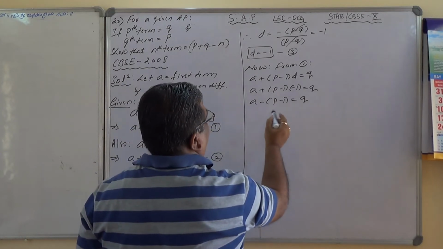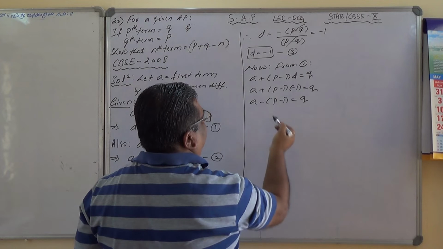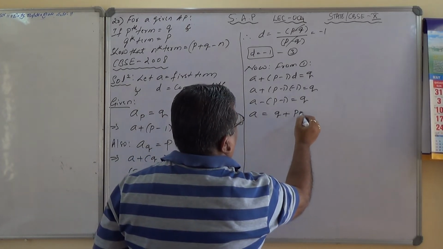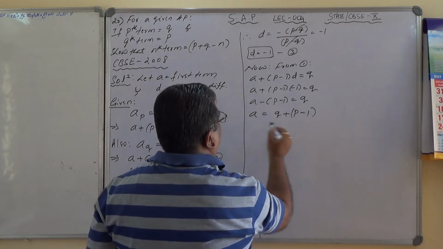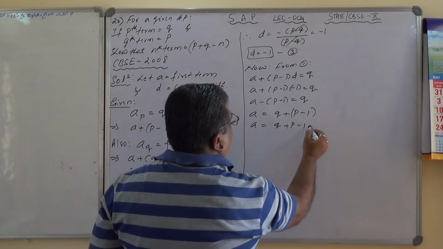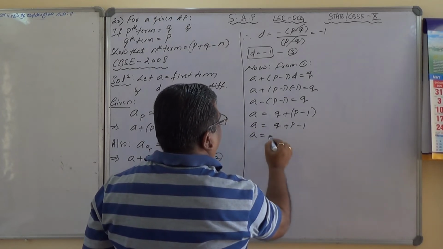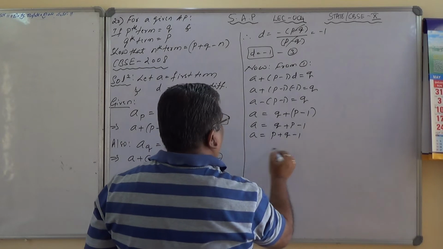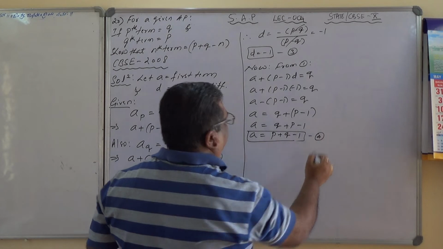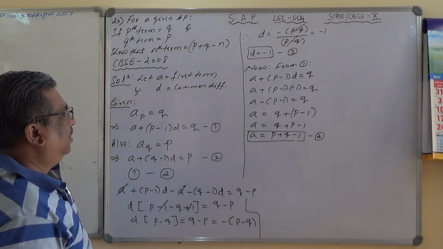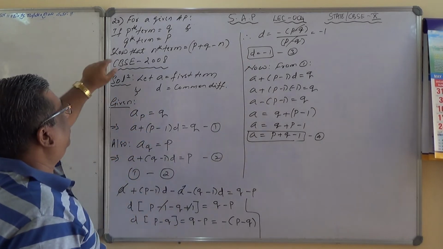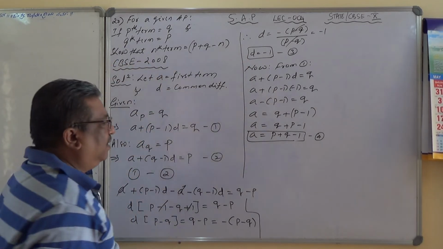So what you can do now? A I want basically, so transpose that side. A equals Q plus P minus 1, which is nothing but A equals Q plus P minus 1, or this also can be written as P plus Q minus 1. Important. This is 4. You found out A, you found out D, and you have to show that the nth term is this one.